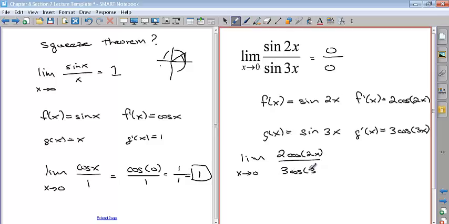And because now the cosine of 0 is not 0, you get 2 times the cosine of 0 divided by 3 times the cosine of 0. But the cosine of 0 is 1. So you get 2 times 1 divided by 3 times 1, which is 2/3.